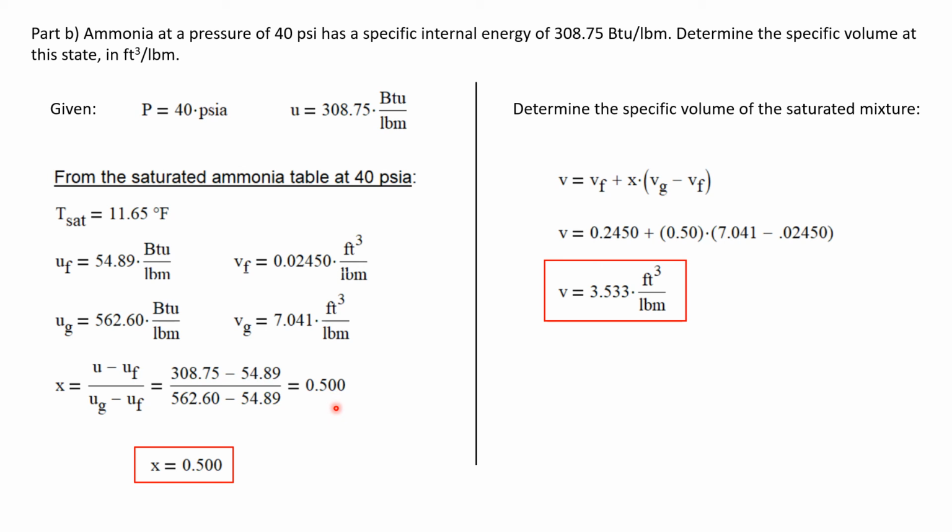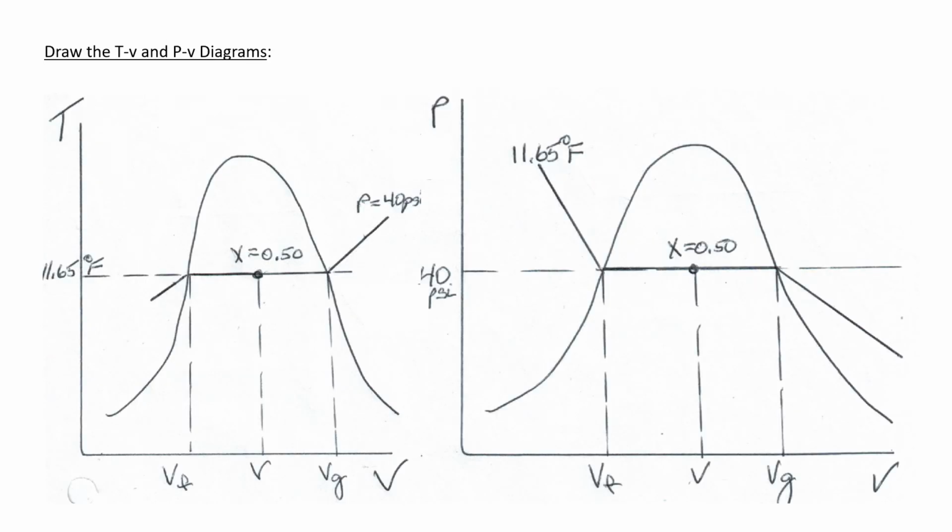We can use that now to determine the specific volume. We know that the specific volume is the specific volume of a saturated liquid plus the quality times the difference between the specific volumes of the vapor and the liquid. So we have all of those values, and we can calculate the specific volume as 3.533 cubic feet per pound mass. We can draw the TV diagram and the PV diagram for this state.